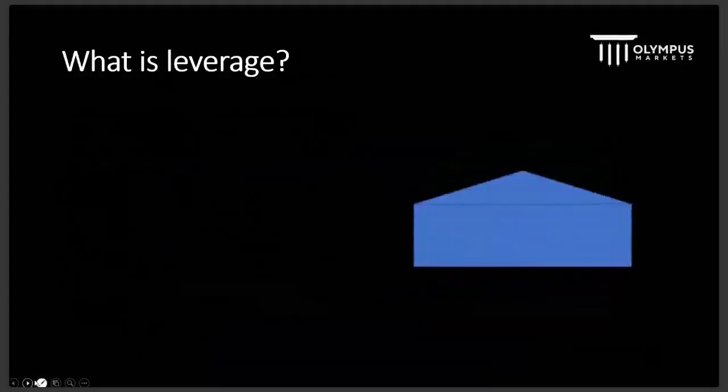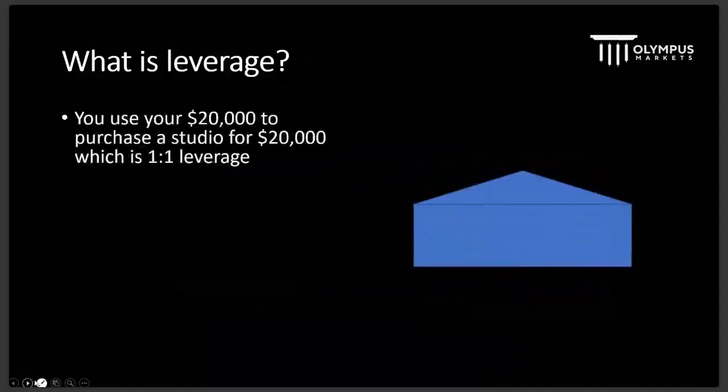Let's say it's another side of the story. Say, for example, instead of getting a mortgage and buying something for $100,000, you use your $20,000 instead to purchase a studio apartment for $20,000, which is 1-to-1 leverage because $20,000 goes into $20,000 1-to-1.